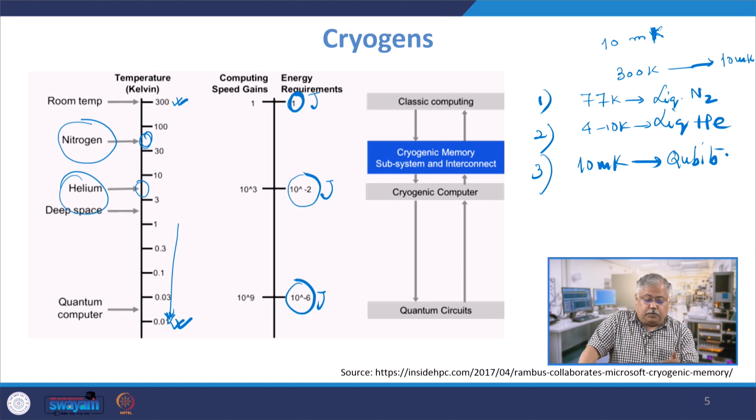Similarly, let us look at the computational gain. If I again normalize with respect to 300 Kelvin, then the speed gain is 1.